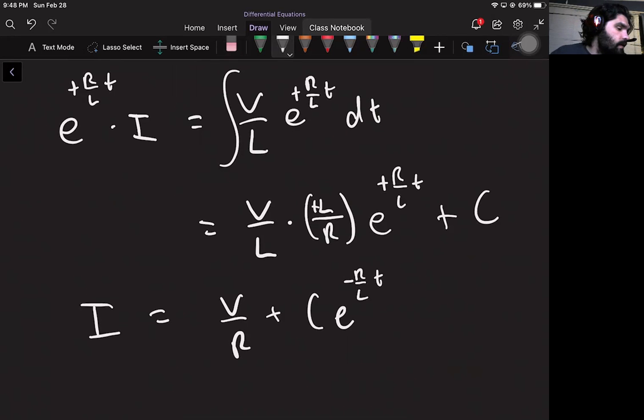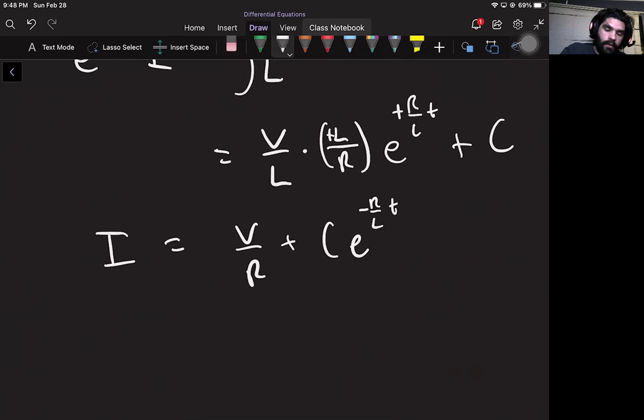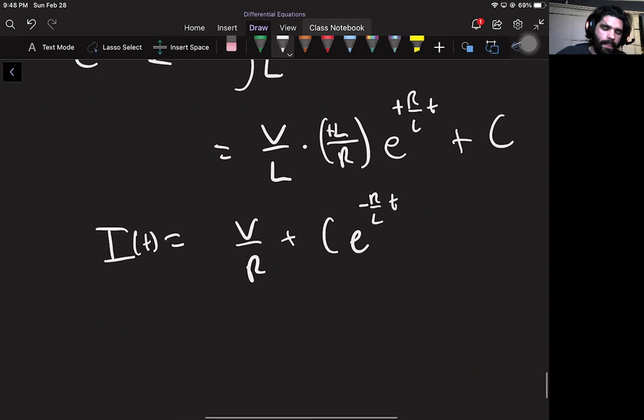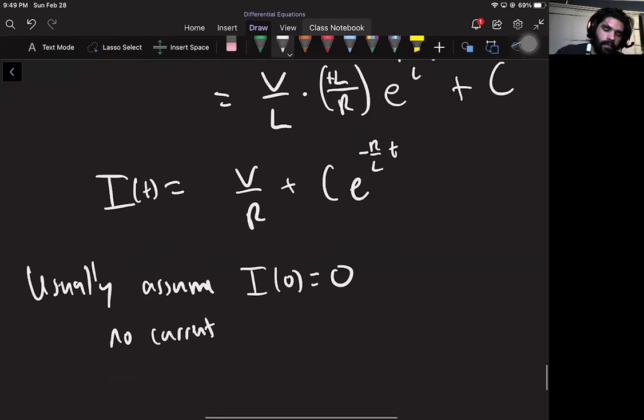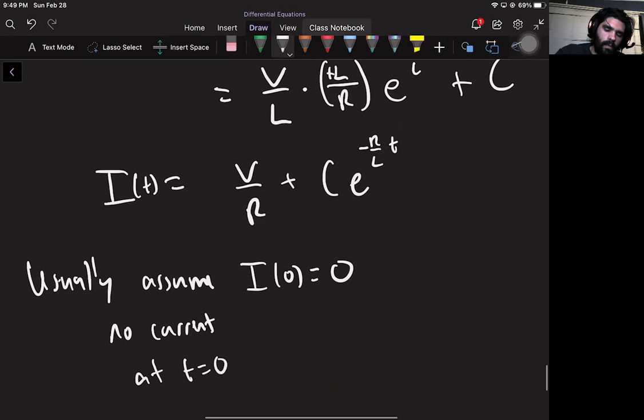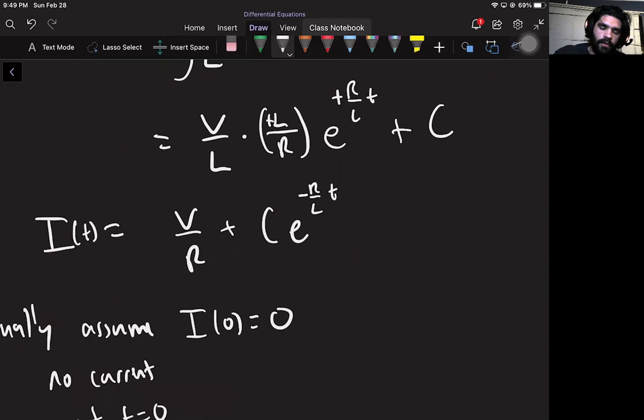Okay, so that is the equation. It tells us the current in the circuit at time t. And then usually what you do is you assume there's no current at time 0 because the battery is just getting started, I guess. So we assume no current, meaning it just equals 0, AKA initially, is the key word. So then that just lets us solve for C immediately.